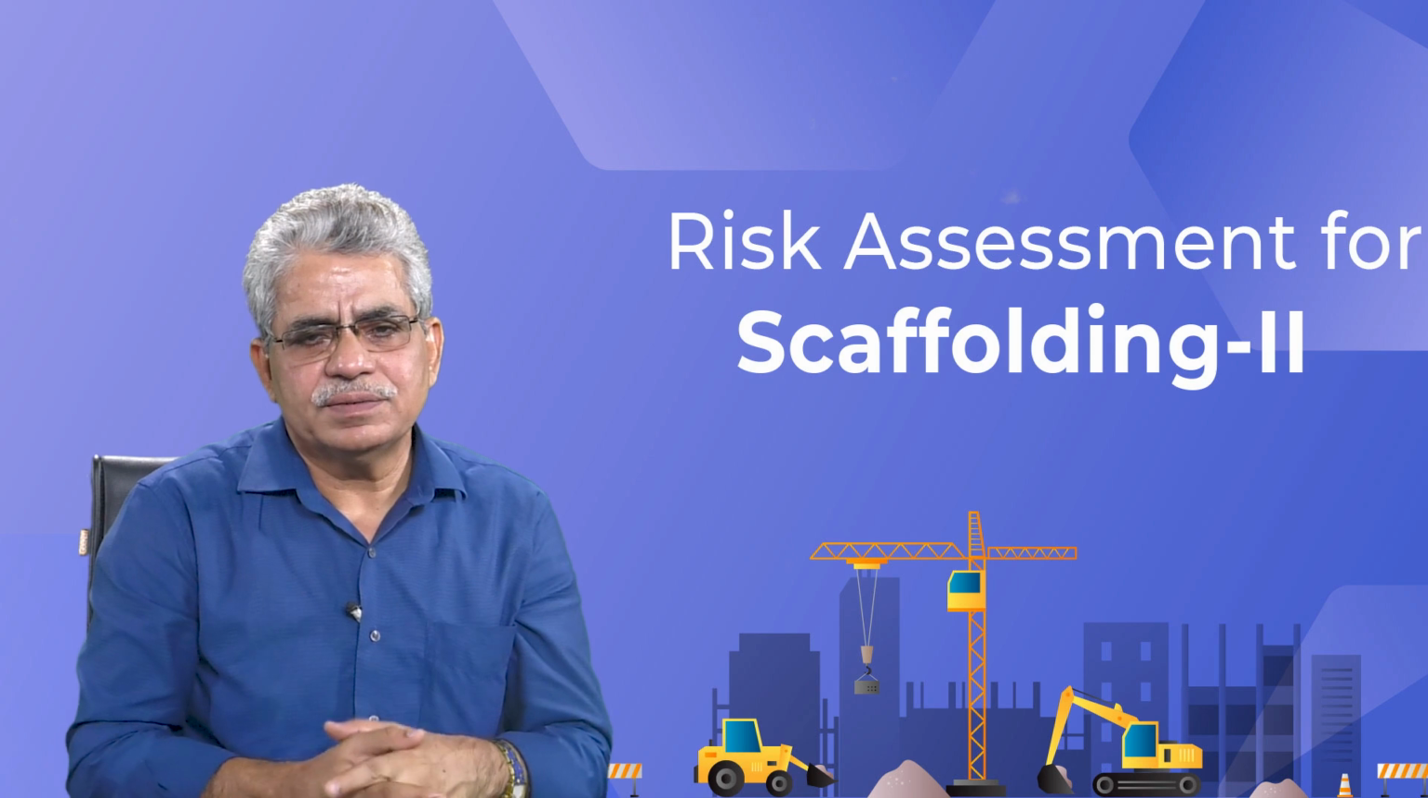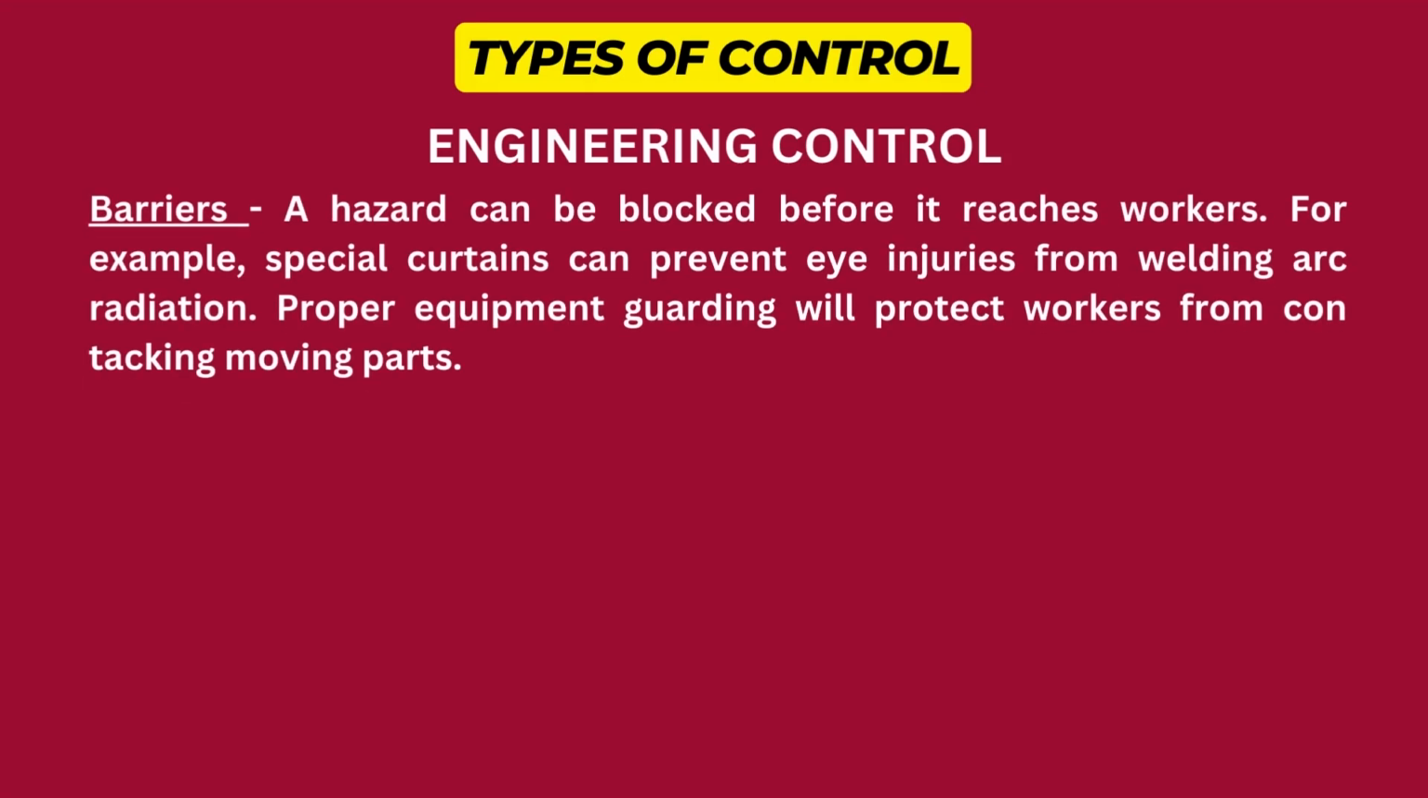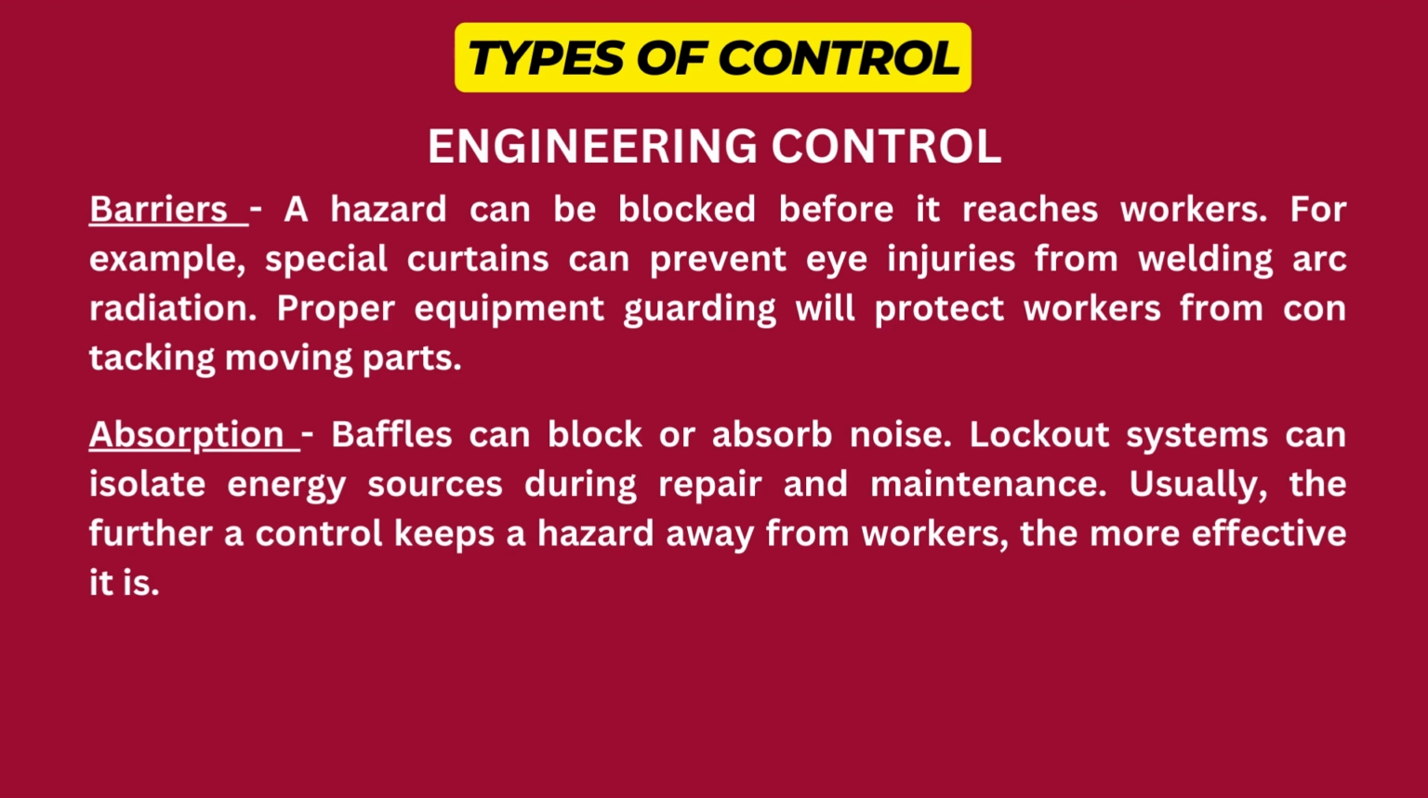The next is barriers. A hazard can be blocked before it reaches workers. For example, special curtains can prevent eye injuries from welding arc radiation. Proper equipment guarding will protect workers from contacting moving parts. The next is absorption. Baffles can block or absorb noise. Lockout systems can isolate energy sources during repair and maintenance. Usually, the further a control keeps a hazard away from the worker, the more effective it is.